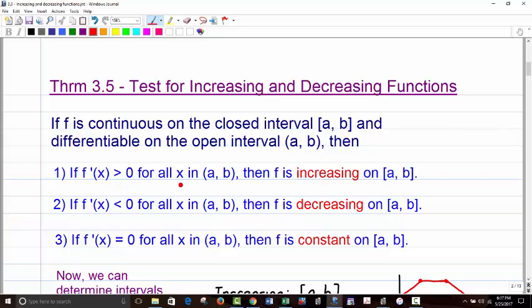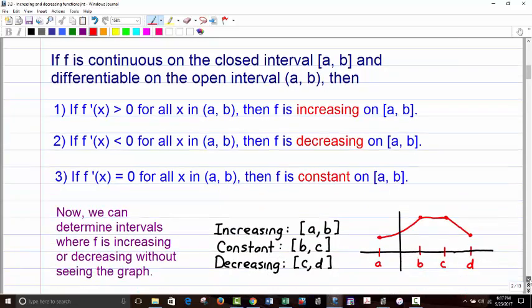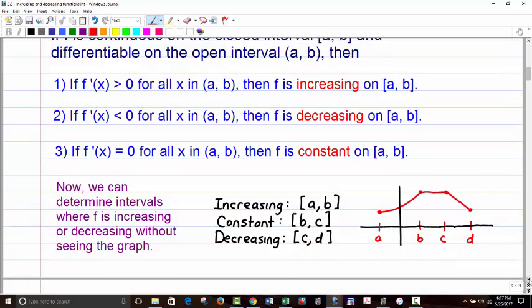If the derivative is positive for all x in your interval A to B, then f is increasing. If the derivative is negative, it's decreasing, and if the derivative just happens to be 0 for that interval, you have a constant function, meaning you have a horizontal line for that segment. I don't think we're going to see that come up too much, at least I'm not going to bring it up unless it was a picture.